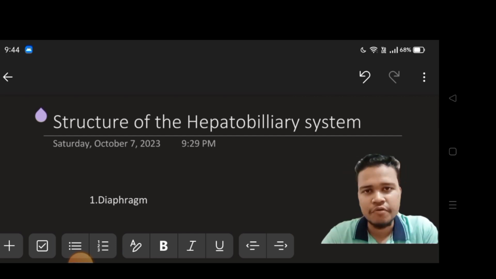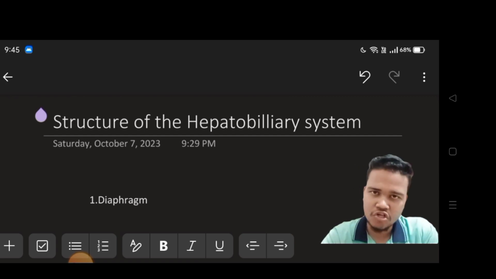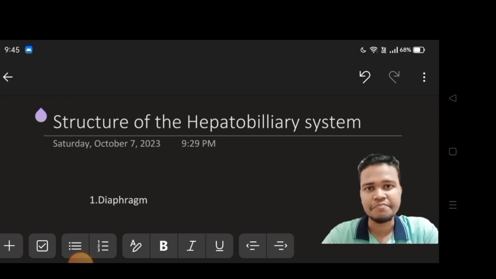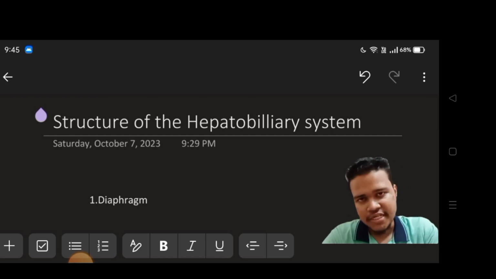Then what is meant by biliary? Biliary is derived from the word bile. That means biliary is associated with bile. So biliary means the secretion of bile in a pathway, and this pathway is known as the biliary system. In this topic we will try to understand the structure of the liver and the biliary pathway. Altogether we can call it the hepatobiliary system.